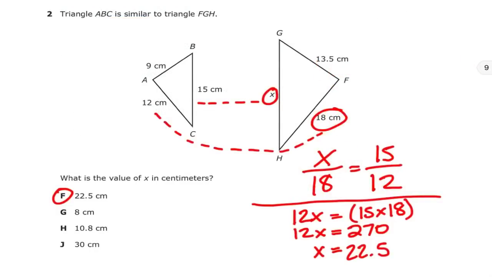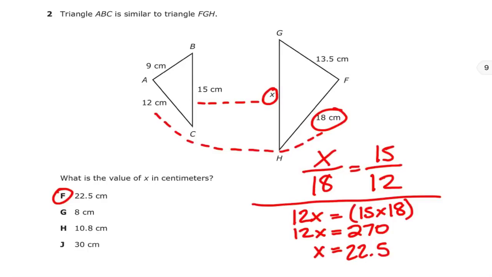Number 2, triangle ABC is similar to triangle FGH. So in this problem, since they're similar, we're going to do the proportions and do the cross multiplying. And as you can see, I have the dashed line showing the matching side of each one, so you can understand how I set up the problem.